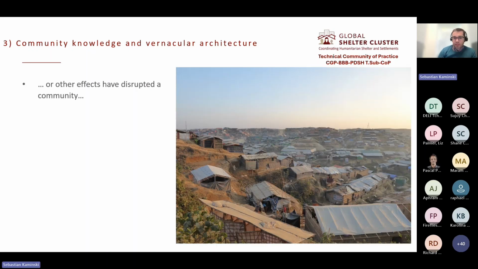In addition, where other effects have disrupted a community, and the community may not be aware of those other hazards, that can be an issue. Rohingya refugee camps, for example: the Rohingya used to live more inland. They used to build a lot with timber, and while they were exposed to typhoons, they weren't as exposed as when they were forced out into Bangladesh, where they became much more vulnerable and had to use other materials such as bamboo. So their vulnerability increased as a result.